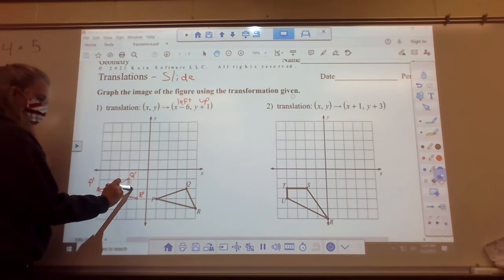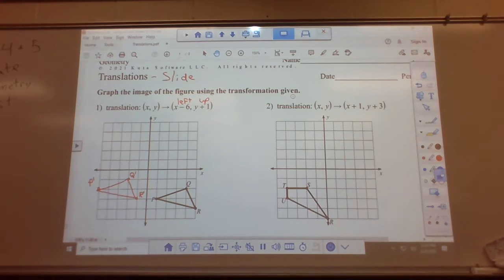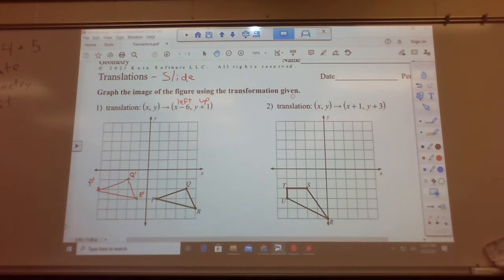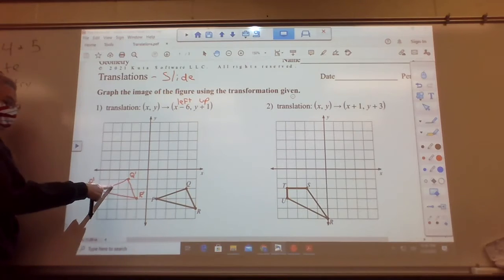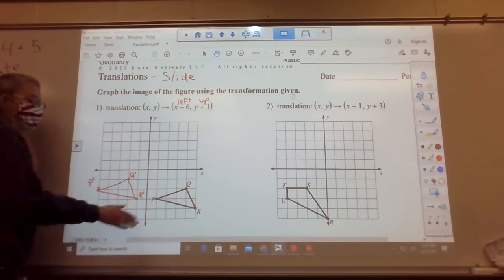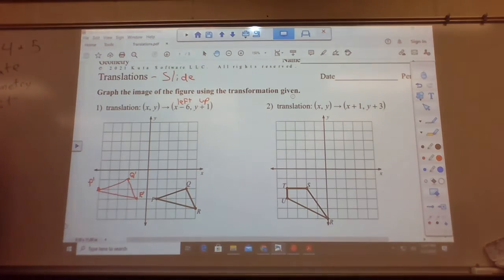Reconnect. There's where I ended up. So notice, the translation does not change the shape. These two triangles are congruent triangles. I did not change them at all. All I did was slide it around. They're also the same orientation. They didn't get turned. They didn't get flipped. All it was was a slide. Are we okay on number 1?